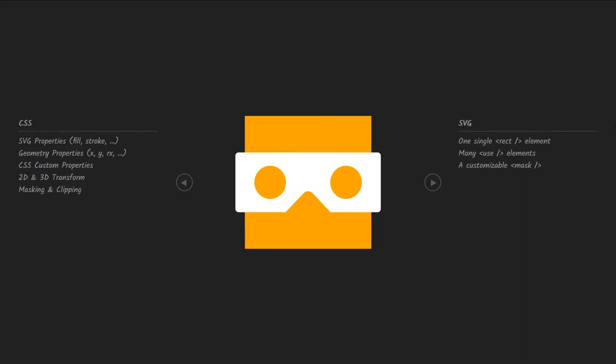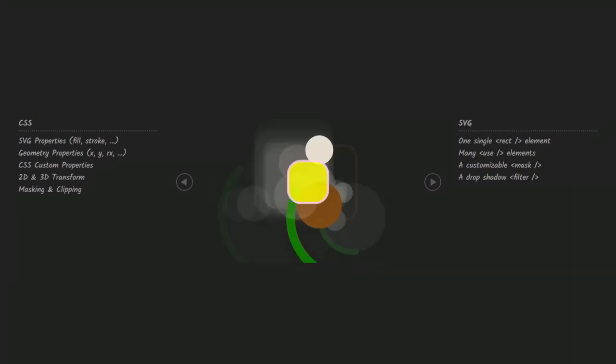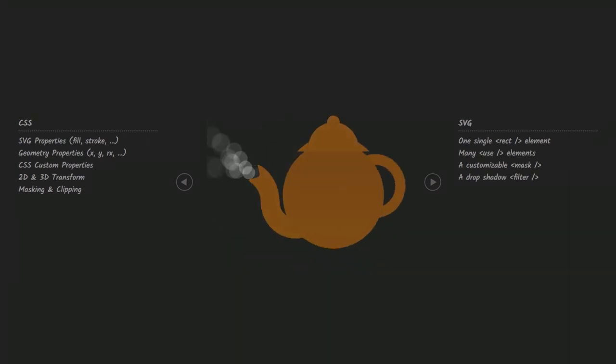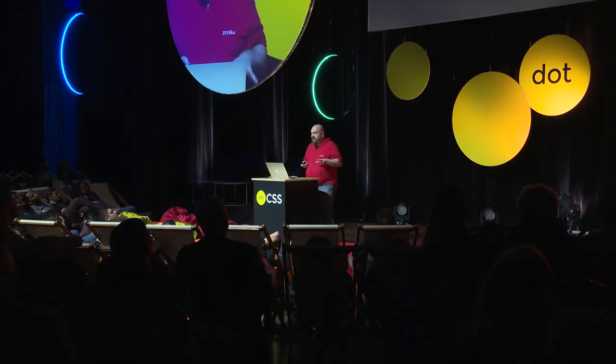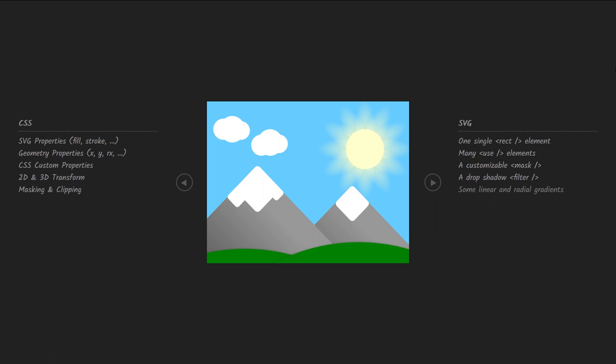At that point, we can go crazy and turn our square into whatever we want, like flowers, for example, or a teapot, because why not? Well, at that point, we are venturing into a bright world of awesomeness.